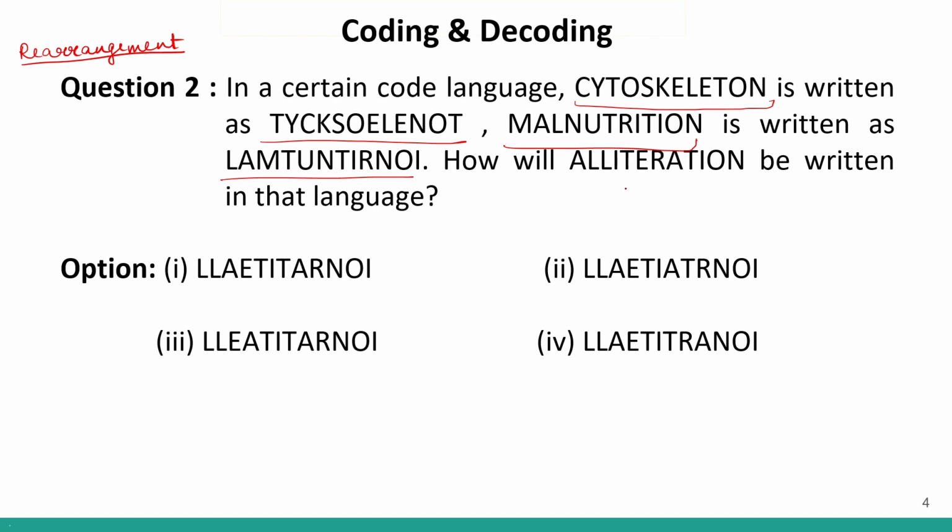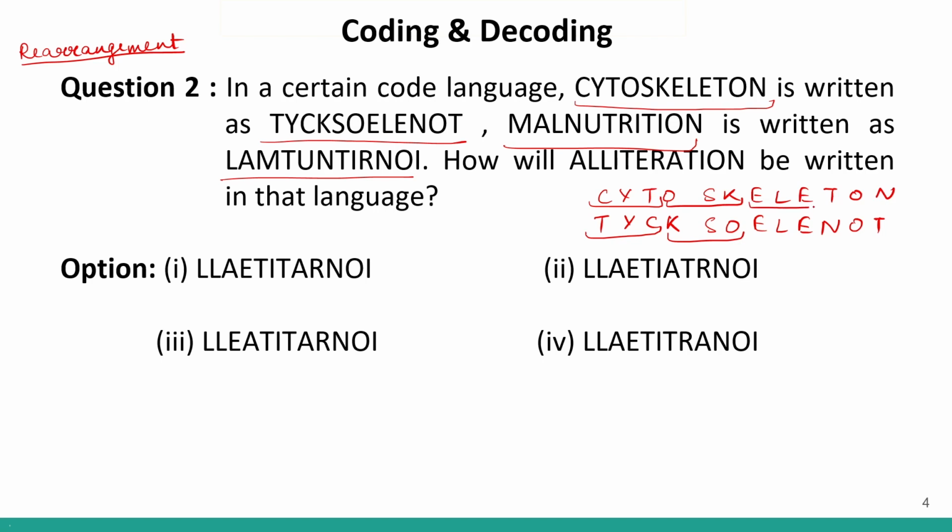So let us check for CYTOSKELETON. Okay, this is the spelling. It is coded as TYCKSOELENOT. Okay, it is coded like this. Correct? Now, if I look at these 3 letters over here, similarly these 3 letters are over here. These 3 alphabets are over here, and these 3 alphabets are over here. But they have been reversed.